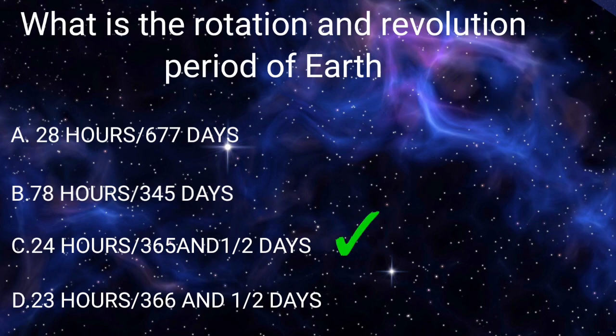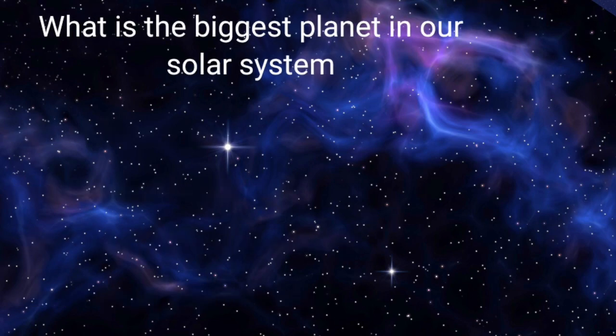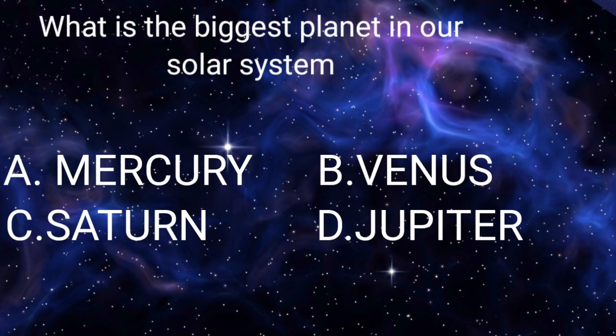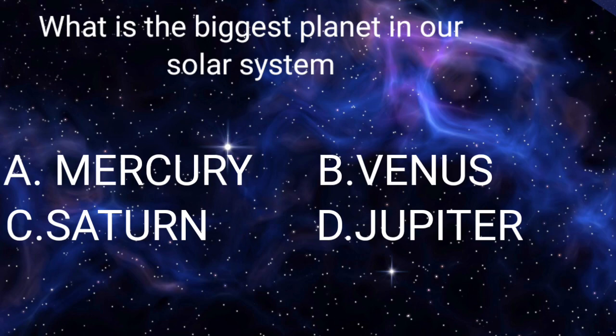The correct answer is option C. What is the biggest planet in our solar system? You have 10 seconds. The correct answer is option D.